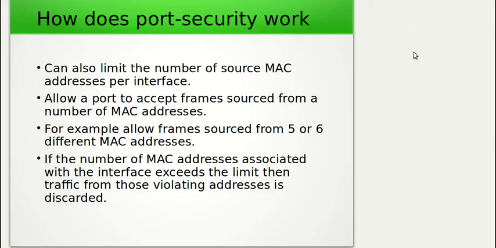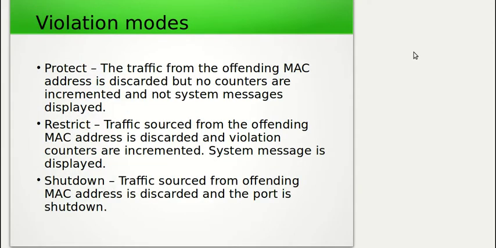MAC addresses is dropped. So with the violation modes, there are 3 different violation modes for port security. There's protect, restrict, and shutdown. With the protect mode, traffic from the offending MAC address is discarded, but no counters are incremented and no system messages are displayed. With the restrict mode, traffic sourced from the offending MAC address is dropped, and a violation counter is incremented on show commands. A system message is also displayed as well. With shutdown, traffic sourced from the offending MAC address is discarded and the port is shut down.